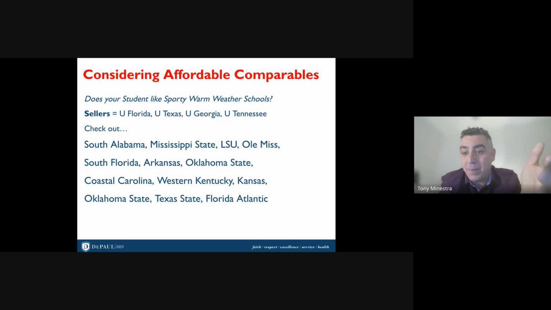I can go to South Alabama, down in Mobile, on the Gulf, right? Have a great experience for around $25,000 a year. Pretty incredible. Mississippi State, the least expensive school in the SEC, right? You're going to be under $30,000 on campus. LSU, Ole Miss, we talked about. South Florida in Tampa area. Arkansas, we talked about. Oklahoma State. Coastal Carolina, Western Kentucky, Kansas, we already mentioned. Texas State, Florida Atlantic. All of these schools are going to be very approachable, very affordable, and give you similar experiences to what some of their SEC more highly selective options will look like.